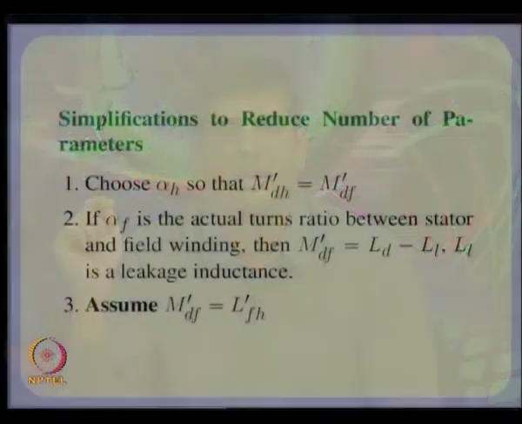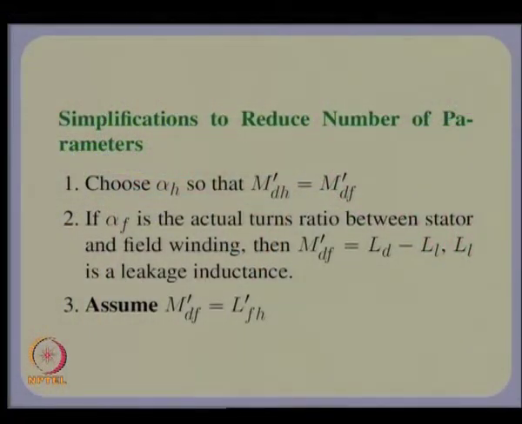Alpha f is the actual turns ratio between the field winding and the stator winding. So, MDF dash prime is actually LD minus a leakage. Okay, so this is fine. So, the first and second points mentioned in this slide are in fact okay, in the sense there is nothing wrong in what we have done here. But the third thing is certainly an assumption, which will make our model approximate.